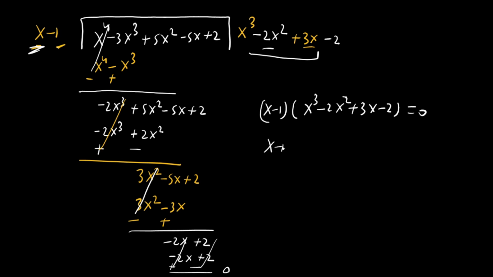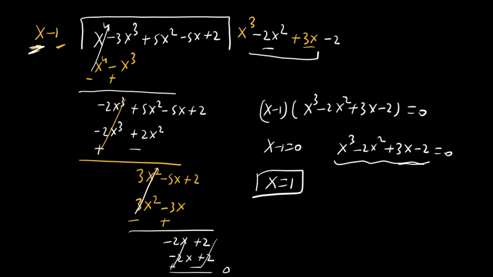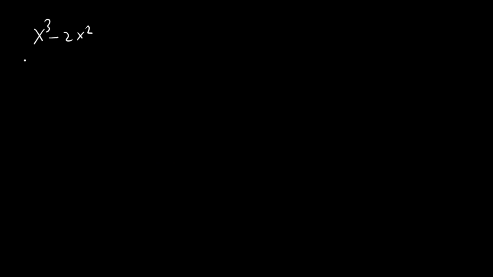Here x minus 1 is equal to 0, or x³ minus 2x² plus 3x minus 2 is equal to 0. Here the value of x is 1. Now factorize this cubic polynomial, that is x³ minus 2x² plus 3x minus 2, and this is equal to 0.